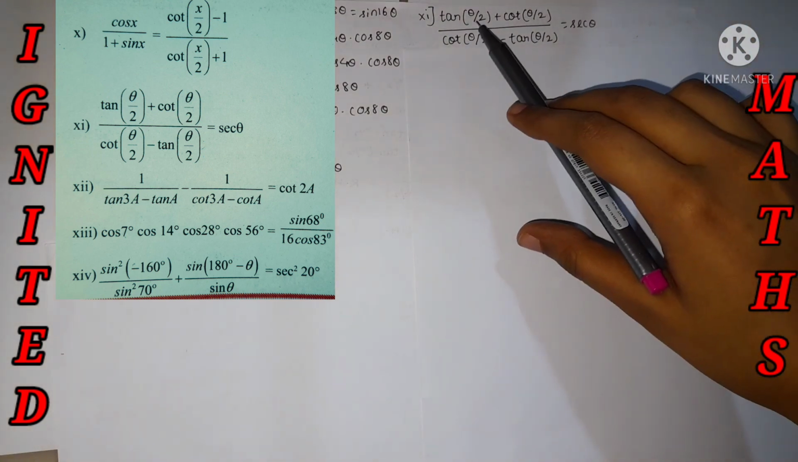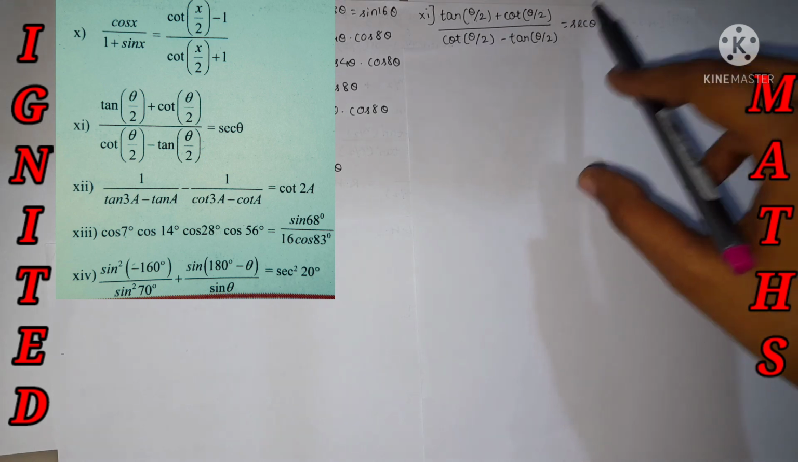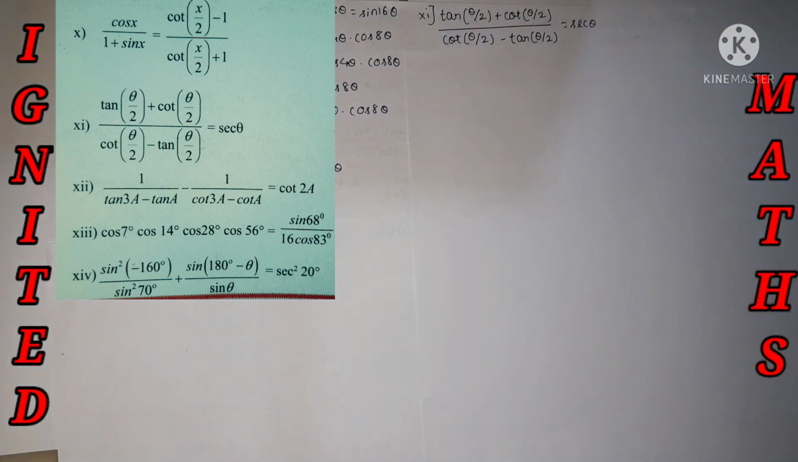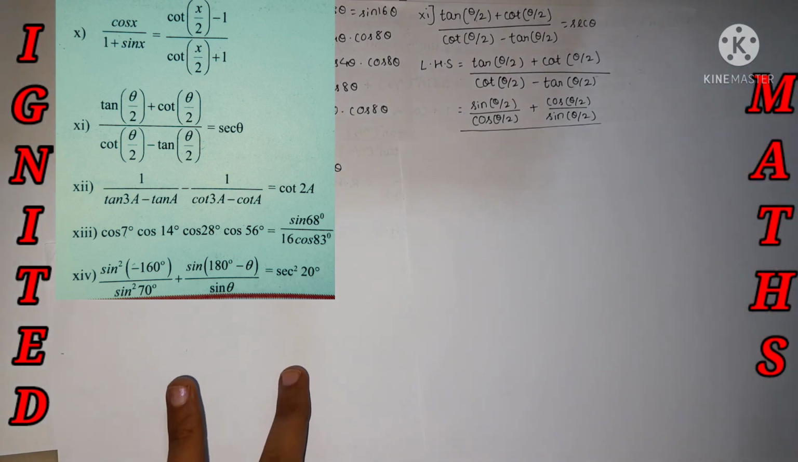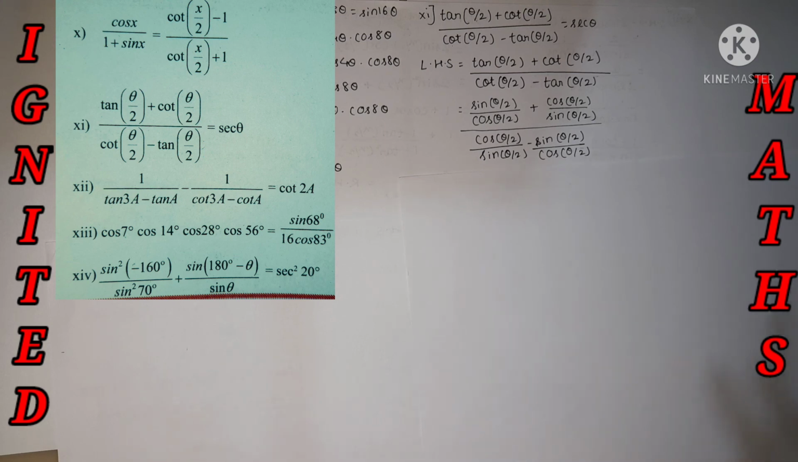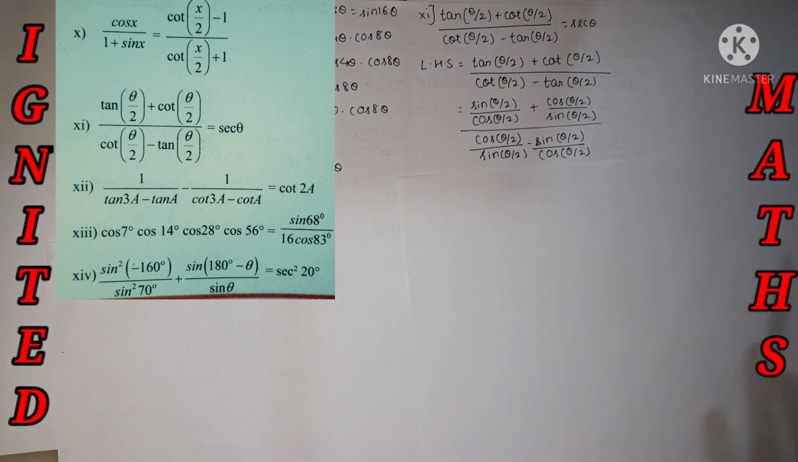Tan of theta by 2 plus cot theta by 2 divided by cot theta by 2 minus tan theta by 2 is equal to sec theta. I am going to take the LHS value and prove it. But according to the LHS, it's based on tan and cot, and we need to bring it to sec theta. So tan theta is equal to sin theta by cos theta and cot theta is equal to cos theta by sin theta. Accordingly, I have constructed it; normally theta is an angle, but over here theta by 2 is an angle. And just rationalize the denominator over here.